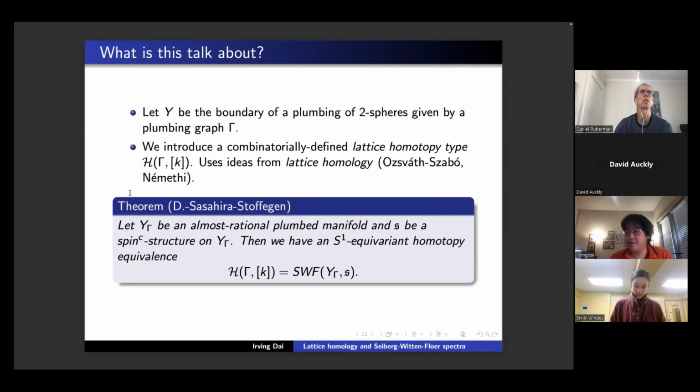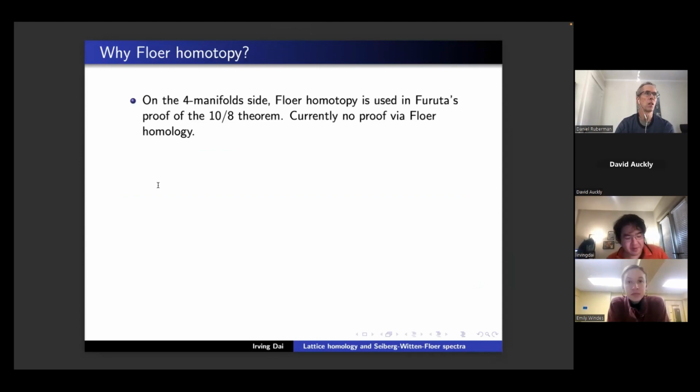Again, let me emphasize before, it was only sort of known for Brieskorn spheres of the form (2, 3, k). So this is really an expansion of the three-manifolds for which the Seiberg-Witten-Floer spectrum is known. Okay, so my goal will sort of be to explain to you what the construction is, how we construct what we call the lattice homotopy type, where it comes from, and how in the world we are going to prove that this actually calculates the Seiberg-Witten-Floer spectrum of these three-manifolds.